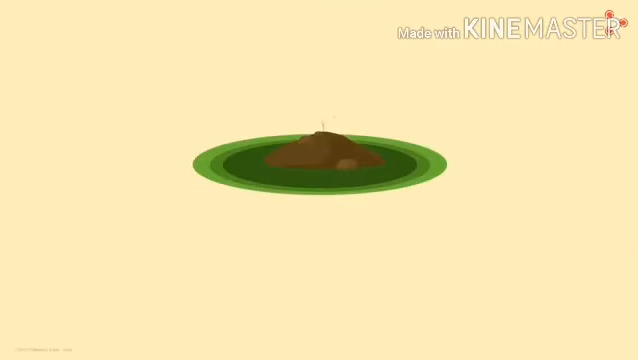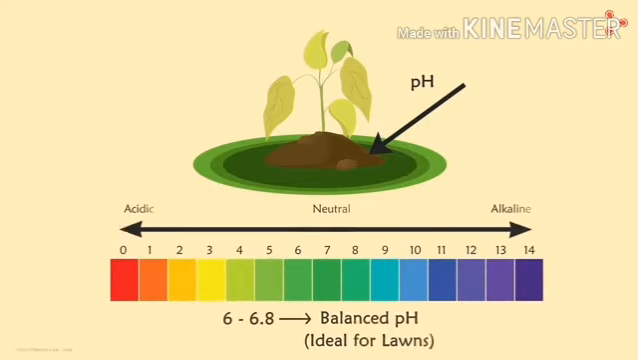Now, what about the soils in our backyard? You know that plants require a specific pH range for their healthy growth. For the healthy growth of the plants, the soil should maintain a particular pH range. It should be between 6 to 6.8. That means it should not be too acidic, and it should not be too basic either.